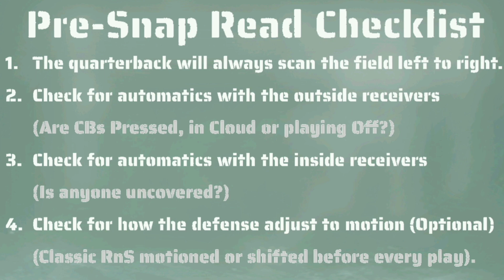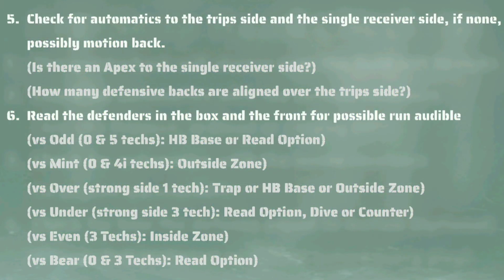The classic run and shoot would use motion on almost every play. If you motion to or are in trips, look for any automatics to the trip side or the single receiver side. We went over this in a prior video on our trips halfback weak mini scheme. We want to be looking for if there's an apex defender to the single receiver side and how many defensive backs are aligned over the trip side.